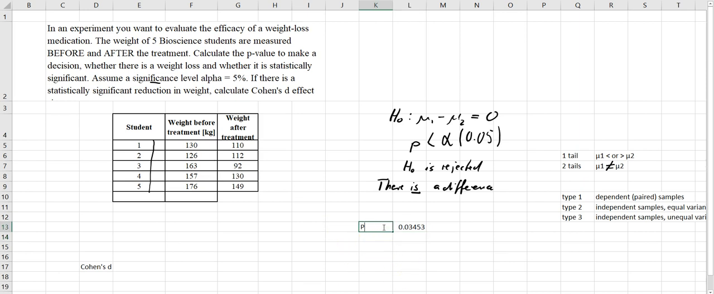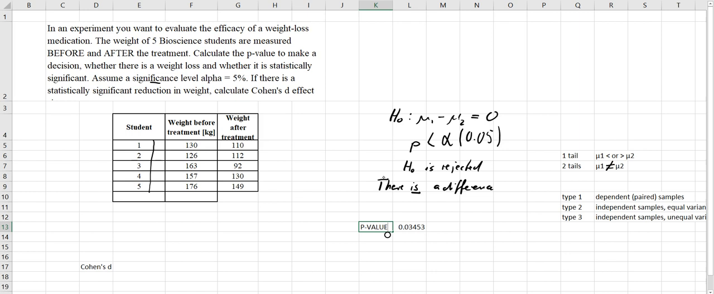So let me write this down. P-value equals 0.034. And we should have specified our null hypothesis earlier. So here is our null hypothesis, where we said the null hypothesis is that there is no difference between the weight before and after. And we said our significance level alpha is 5% or 0.05.